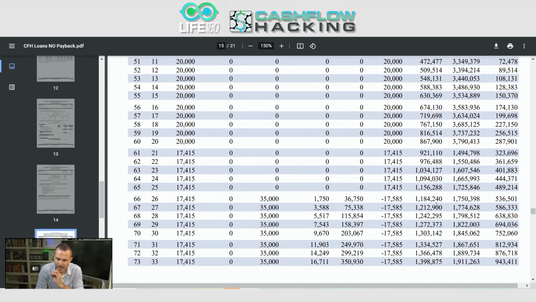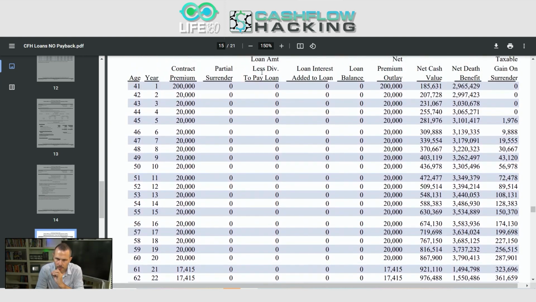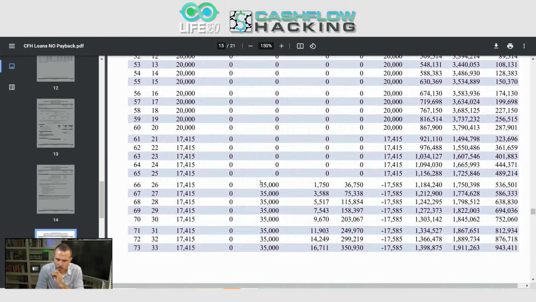I'm not going to spend a lot of time down here, but I wanted to show you at 66, I showed borrowing $35,000 per year against a loan. Now, we're never going to pay this back, right? And so what you see here, this column right here with the $1,750, that's an interest expense. And then at the end of the year, this $35,000 plus $1,750 is $36,750. That is your total amount of a loan due. It's what you borrowed plus the interest.